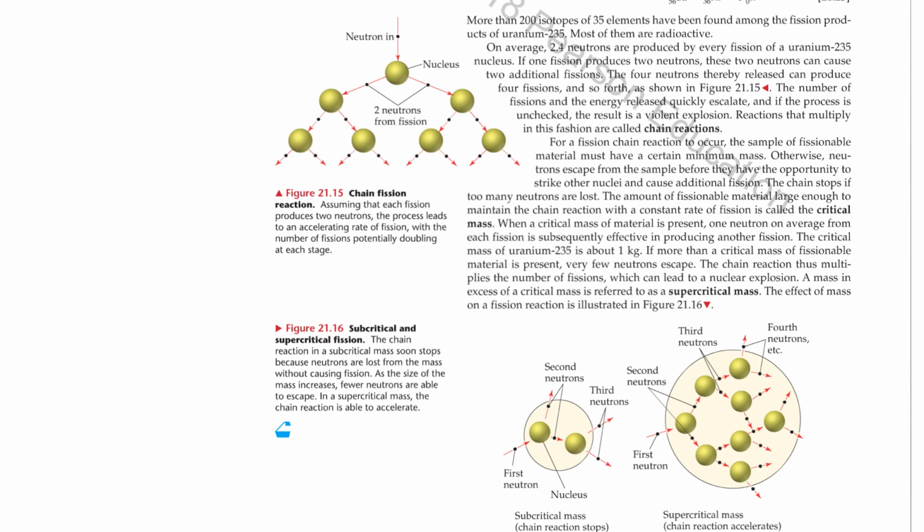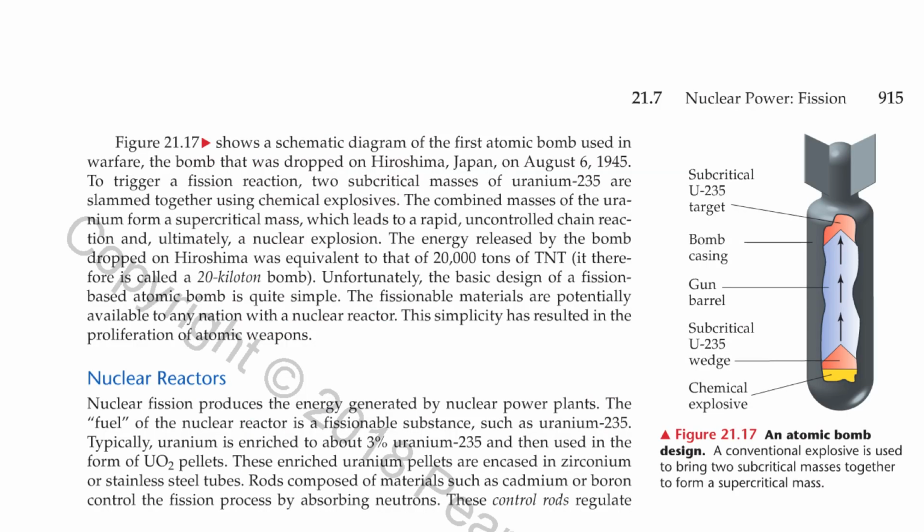The critical mass of uranium-235 is about 1 kilogram. If more than the critical mass of fissionable material is present, very few neutrons escape. The chain reaction thus multiplies the number of fissions, which can lead to a nuclear explosion. A mass in excess of a critical mass is referred to as a supercritical mass. The effect of mass on a fission reaction is illustrated in Figure 21.16.